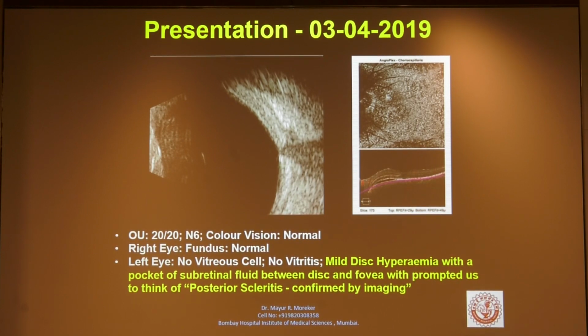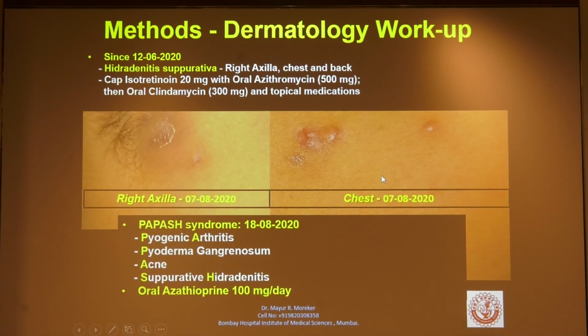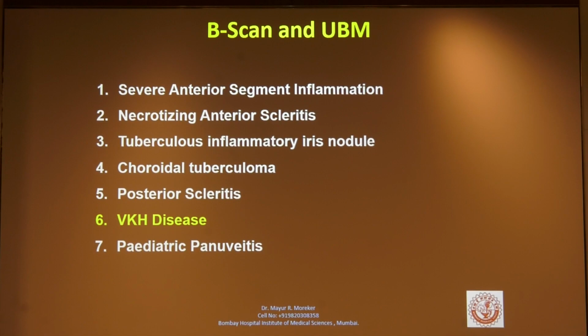You can see the B scan, a mild disc hyperemia. The B scan shows the typical T sign of posterior scleritis, and on the OCT you can also see the little retinal elevation that's there because of the pocket of fluid. This patient further had a dermatology workup because he had these lesions which were present on the axilla and the chest, and ultimately we came to a diagnosis of this syndrome which is called PAPASH, which includes pyogenic arthritis, pyoderma gangrenosum, acne, and suppurative hidradenitis. This patient has been treated with oral azathioprine and has been on treatment since then and is doing well.